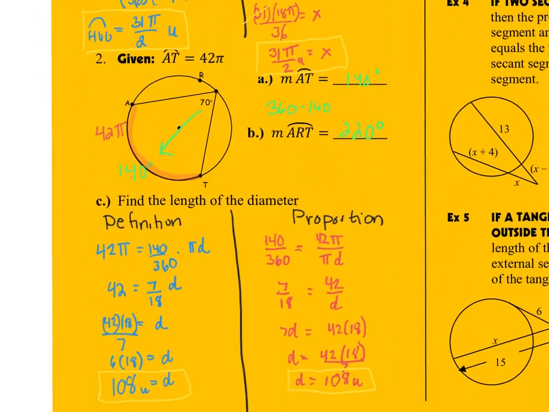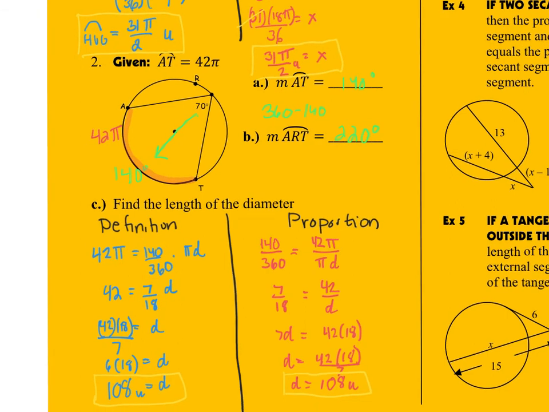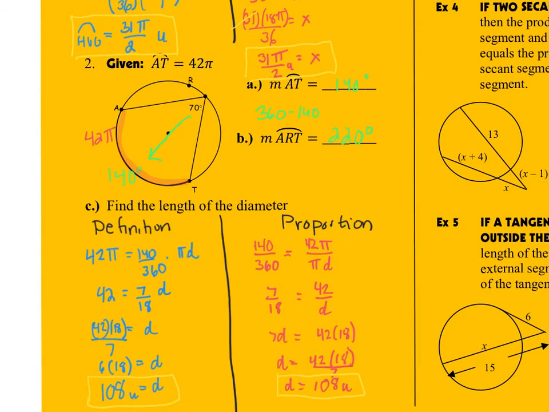All right, if we look at example number 2, I've done the same thing. I want to show you both the definition and the proportion. If we start here, we're given that this measure here is 70, and if we go across there, then that means that this arc is 140 degrees, and so that's what we are told there. And then it wanted us to figure out the measure of arc ART. ART would be this. If the whole thing is 360 and this part is 140, then this part here has to be 220. We are also told that the length of arc AT is 42 pi units.